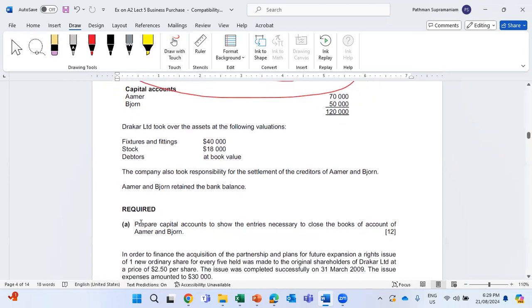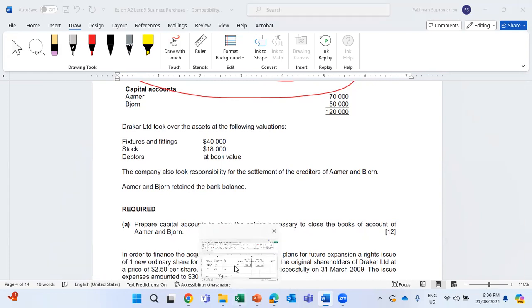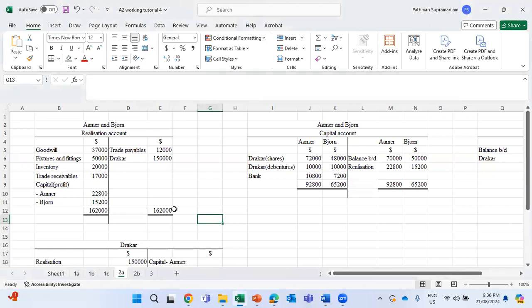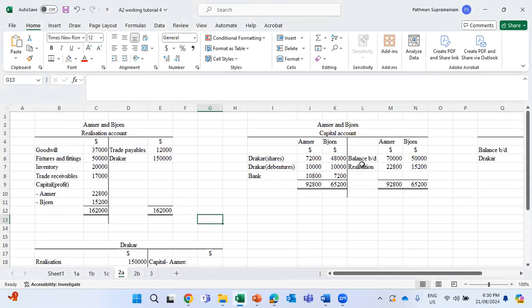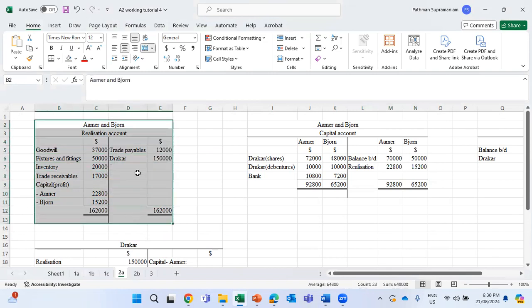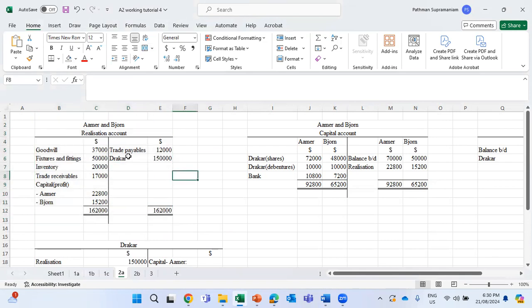Okay, so part A, you are asked to prepare the closing entries on the seller's side. So they said prepare the capital account. But in order to prepare the capital account, one of the elements that we need is the profit or loss on realization. Although the question did not tell you openly, you still need to prepare the realization account, following how you have been taught in partnership dissolution. The only difference here is that you will see this element here.